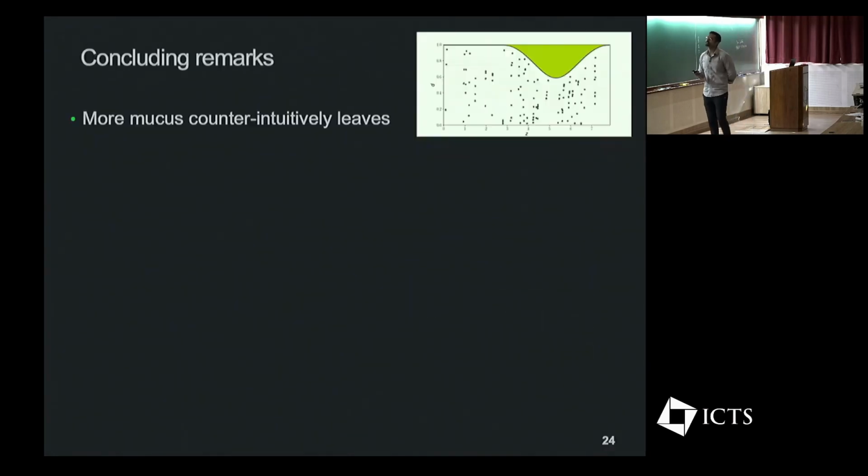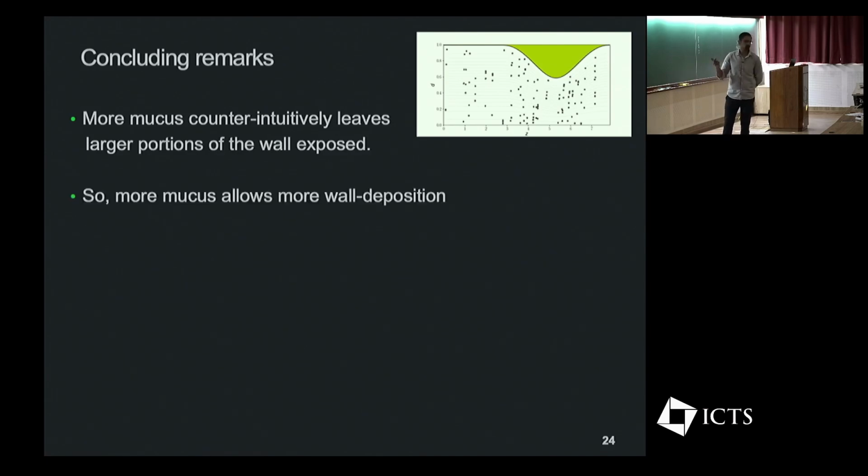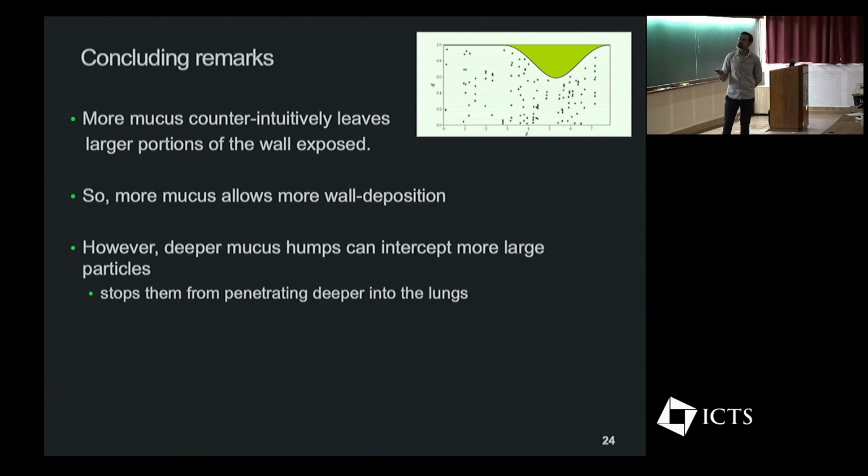So let me conclude with this. We found some interesting results already. The first counterintuitive thing is if you actually have more mucus, you leave larger sections of the wall exposed because of the surface tension driven Rayleigh-Plateau instability. And because you have more regions exposed, you can have more trapping. More particles reach the wall. But we also saw that the mucus hump can intercept large particles, which is good because then they don't go deeper into your lungs. So there are some trade-offs, as one might expect.